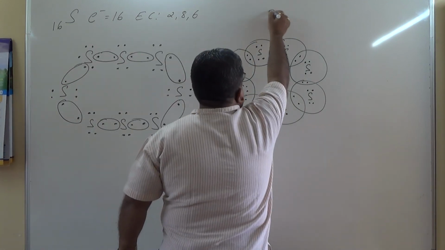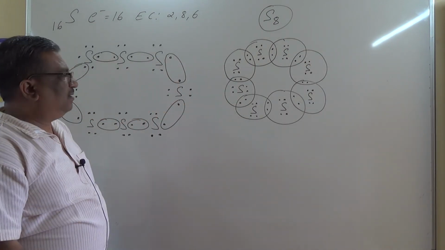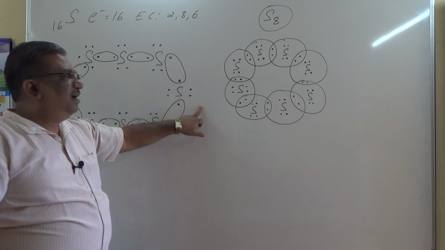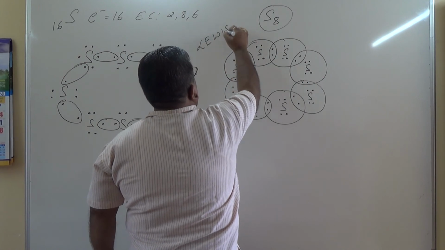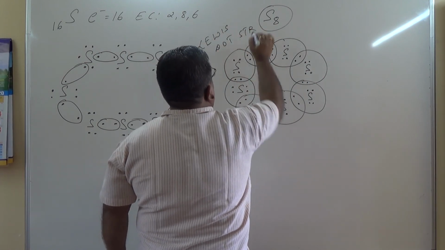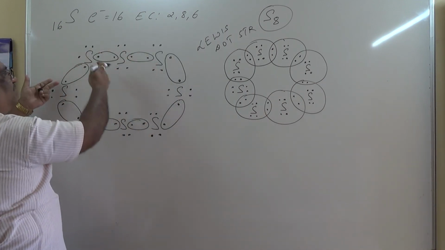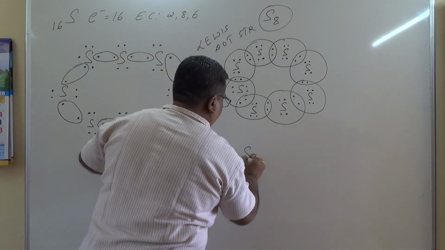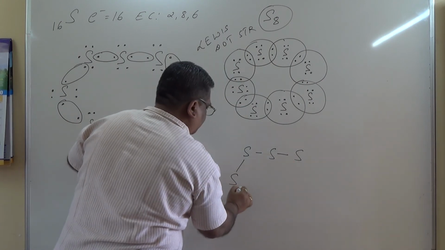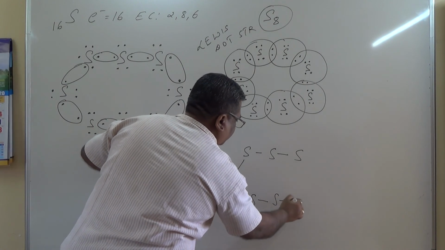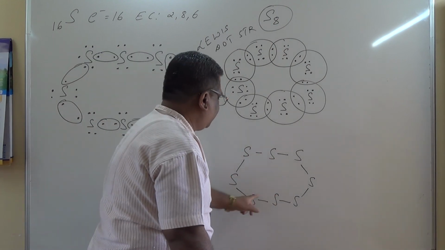The sulfur molecule is S8. This is the formula of the sulfur molecule. You got it? So this is the structure of S8, and this is called a Lewis dot structure. What is the bond structure? Instead of these circles, I'll represent it by a bond. I can represent something like this also. That's all: 1, 2, 3, 4, 5, 6, 7, 8.